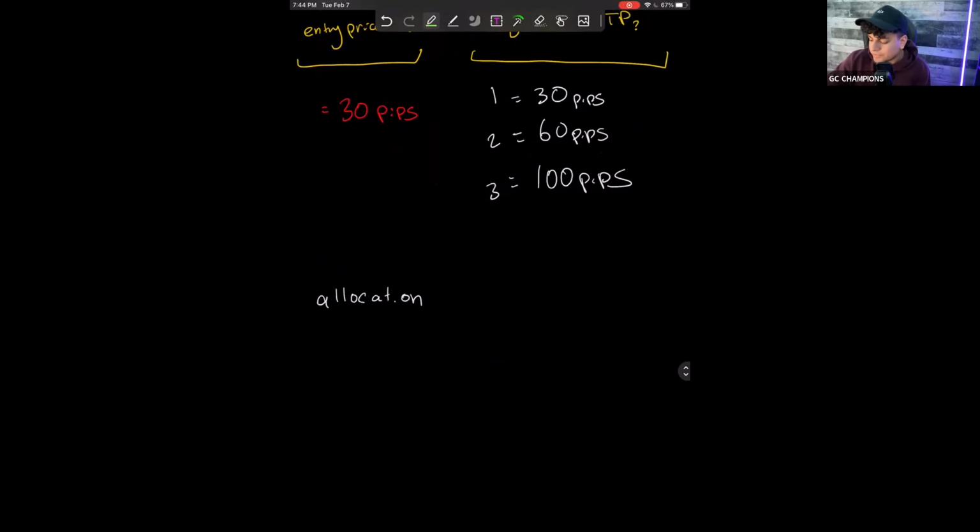This is our last section. It's called money? So we have the allocation, or lot size. How do I calculate this?